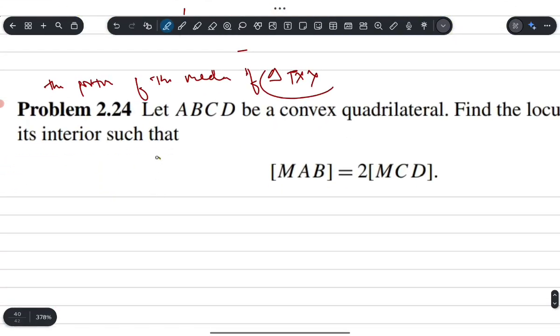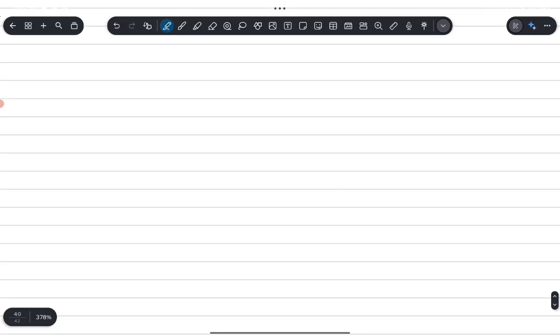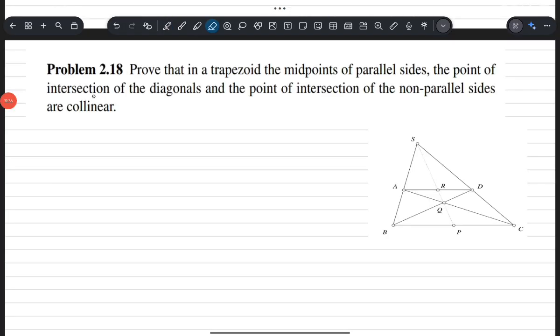Now a similar problem on a quadrilateral. So I hope you try. Alright, so this is the problem. This is a bit better one. This is the collinearity problem that I was talking about. We are provided with a trapezoid. As I told, this is a fancy name for trapezium. We are supposed to prove that the midpoints of the parallel sides, the point of intersection of the diagonals, and the point of intersection of the non-parallel sides, they all are collinear. So here we have the trapezium.